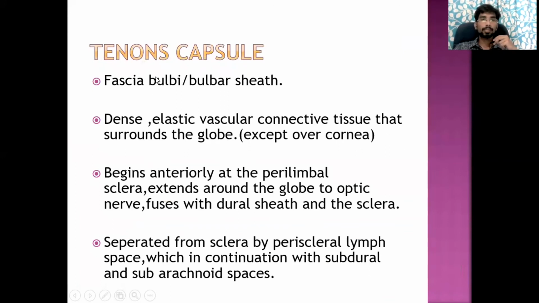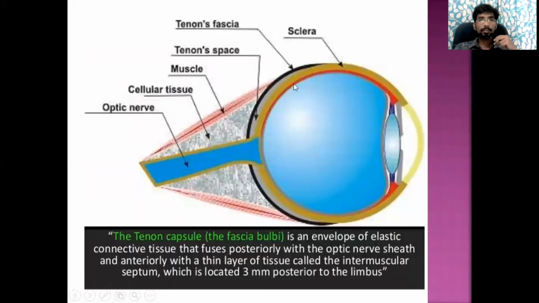Tenon's capsule, fascia bulbi, is a dense elastic connective tissue that surrounds the globe except over the cornea. It begins anteriorly at the perilimbal sclera, extends around the globe to the optic nerve and fuses with the dural sheath and sclera. So this is Tenon's fascia. It is covering the sclera, and below Tenon's fascia is Tenon's space. This Tenon's fascia will fuse with the optic nerve and dura.